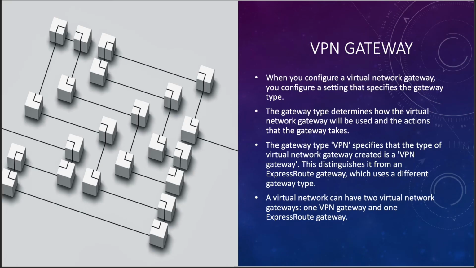VPN gateways, though, when you configure your virtual network gateway, you can configure a setting that specifies the gateway type. The gateway type determines how the virtual gateway will be used. So gateway type VPN specifies a virtual network gateway created as a VPN gateway. This distinguishes it from what's called ExpressRoute. ExpressRoute is a different product we'll cover here in just a minute, which is a different gateway type. A virtual network can have two virtual network gateways, one for VPN and one for ExpressRoute. So that's the big thing to remember on VPN gateways. You can have Express or you can have virtual private network.